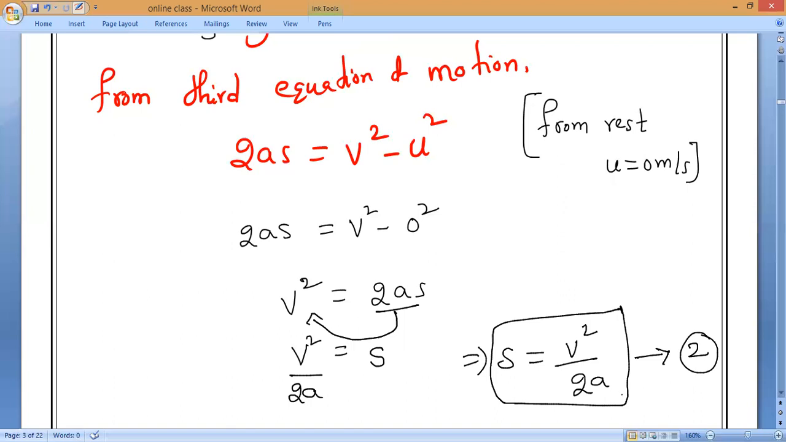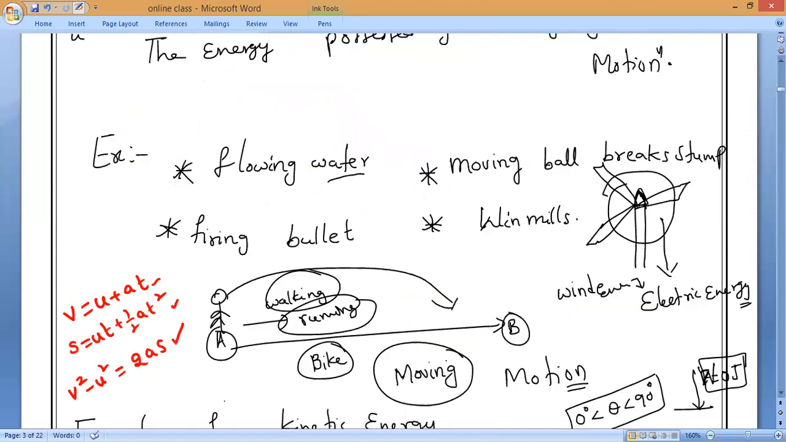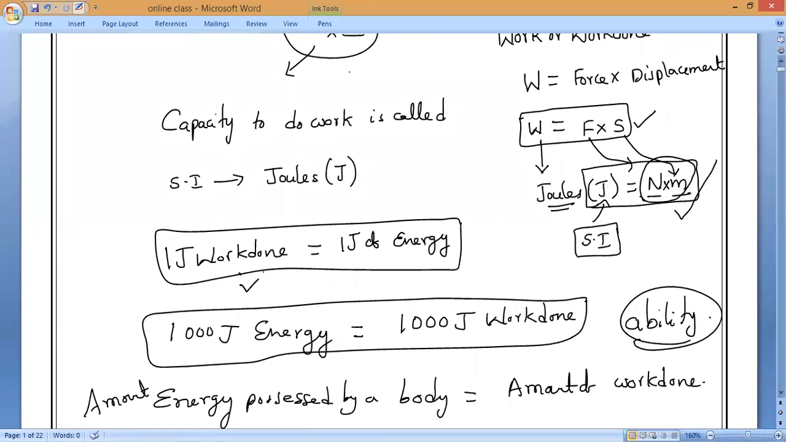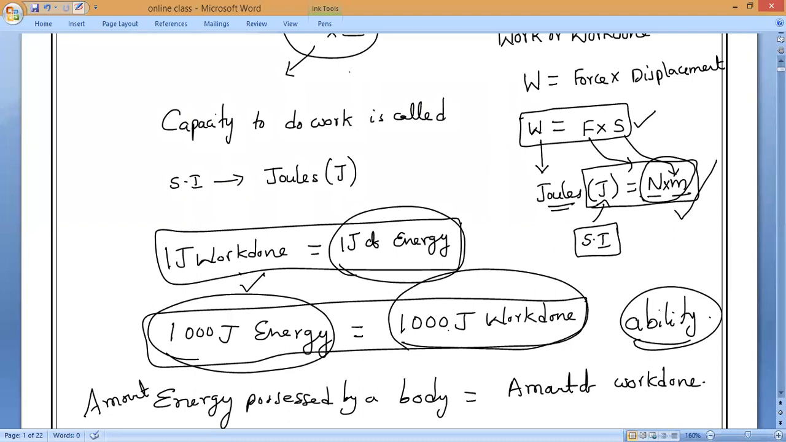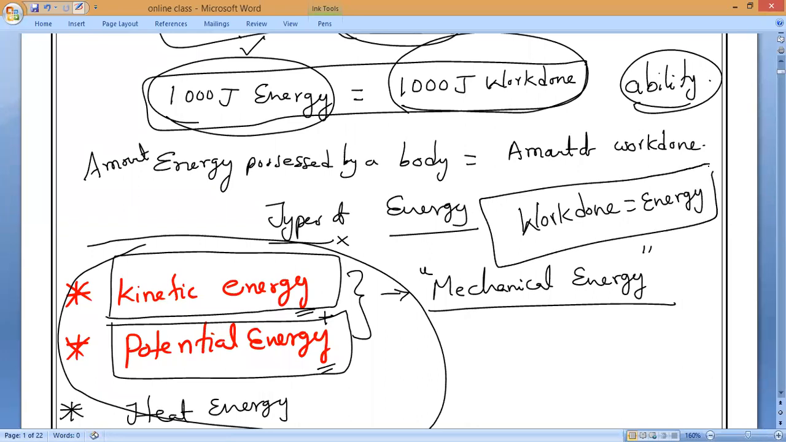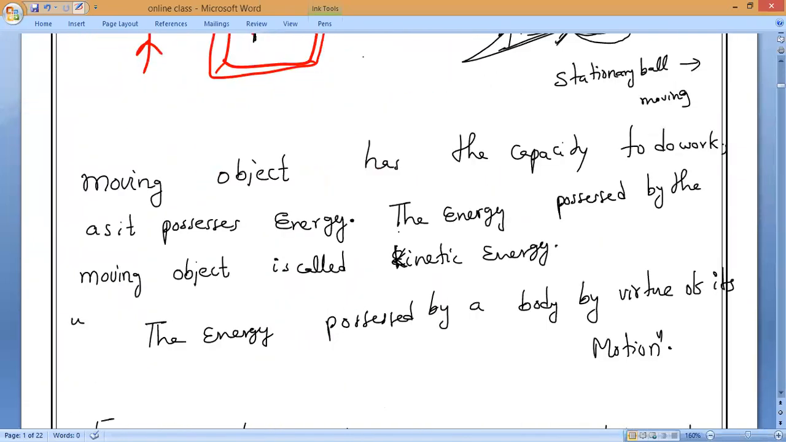Now, you all know, in today's class at the beginning we studied this. Once again I am showing you. If I have done 1 joule of work, it means my body is possessing how much energy? 1 joule of energy. If my body is possessing 1000 joules of energy, it means I can do 1000 joules of work. So can I say work done is equal to energy possessed? Is it right or wrong? Yes, sir.